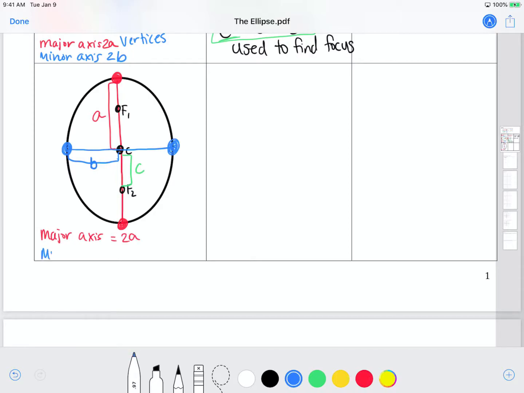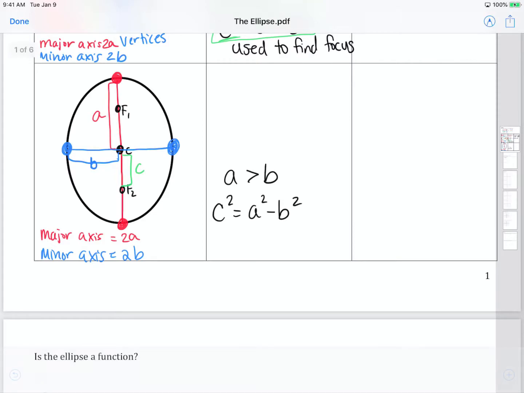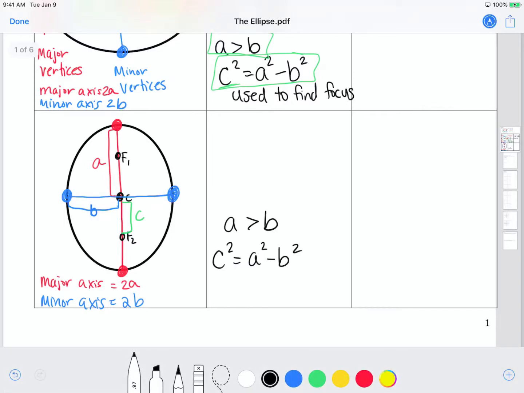The same thing, your minor axis will be 2B. You're still going to use the formula C squared is equal to A squared minus B squared to find your focus point. Your A is still going to be bigger than B. However, here's the difference. When you look at your formula, the smaller number will now be under the x term, and your bigger number, which is your A, is now going to be under the y.